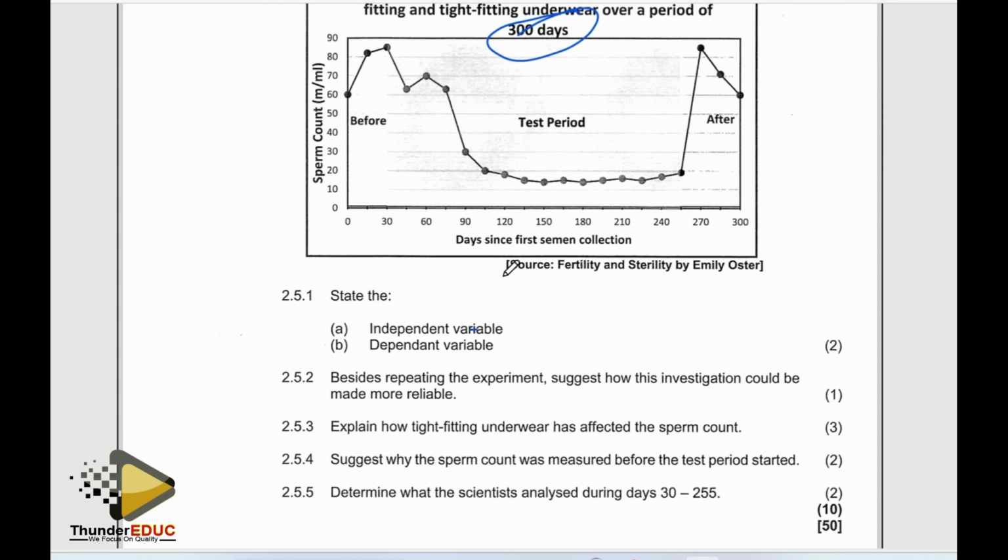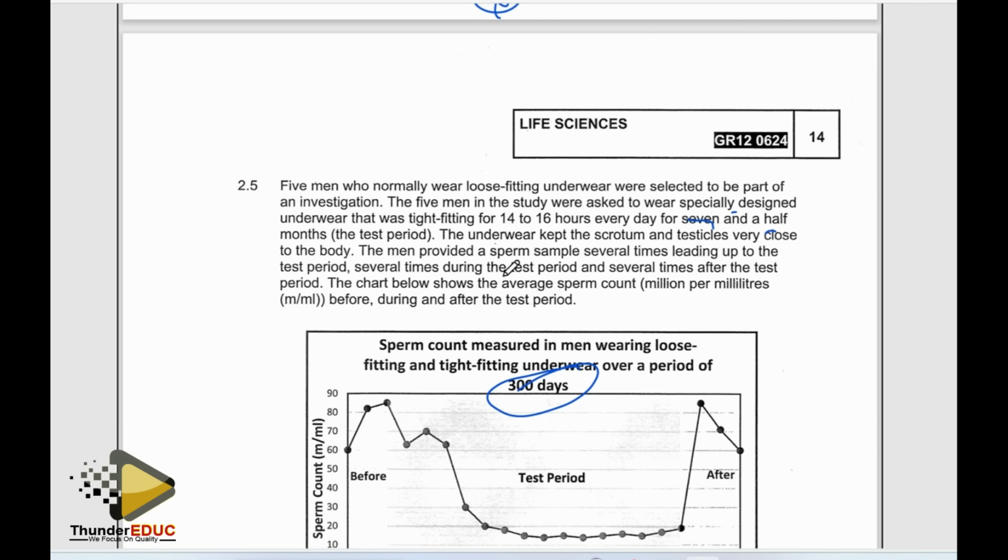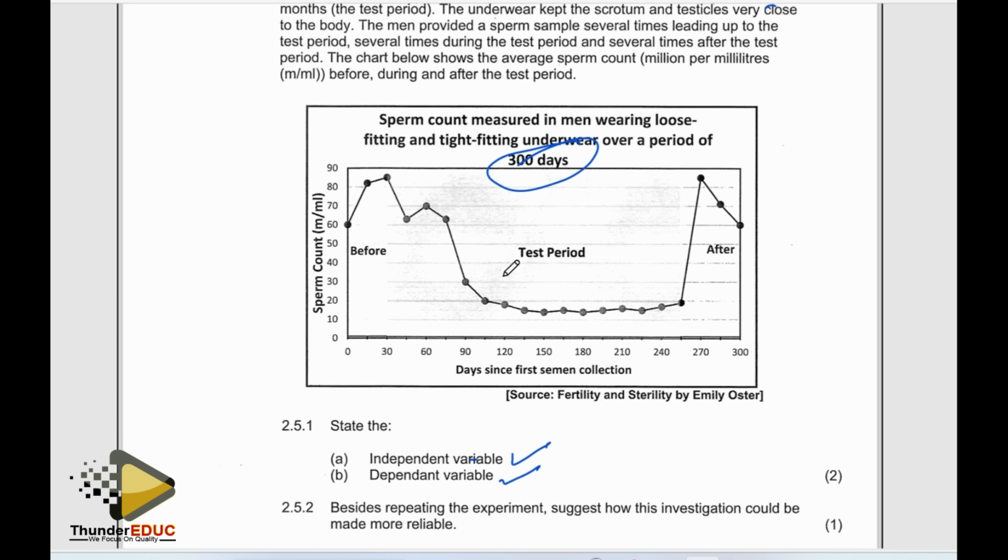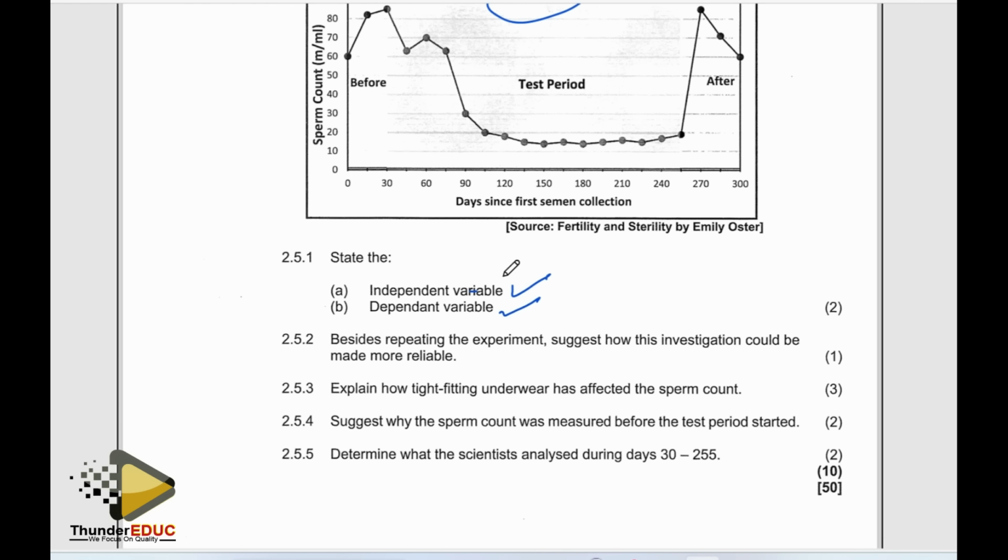All right. So the answer here, the type of underwear you are putting on, either loose or tight. And then they say the dependent variable is automatically the sperm count. Sperm count. How many sperms are there.